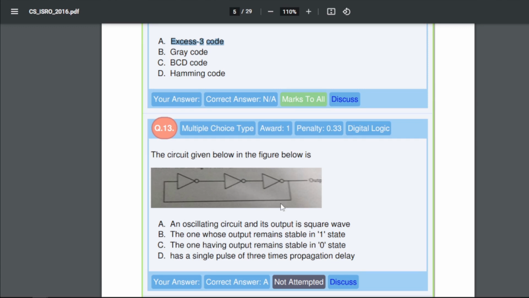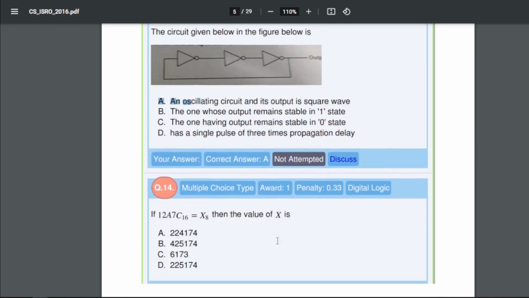Now question number 13: the circuit given in the figure below is what? The circuit given below is basically this one. This is nothing but A, an oscillating circuit, and its output is a square wave. So A will be the answer. The circuit given in the figure is an oscillating circuit and its output is a square wave.